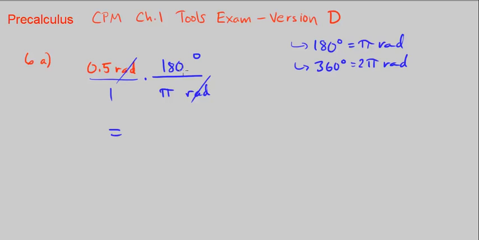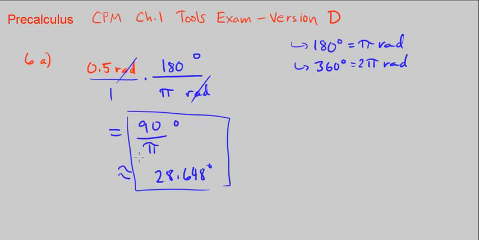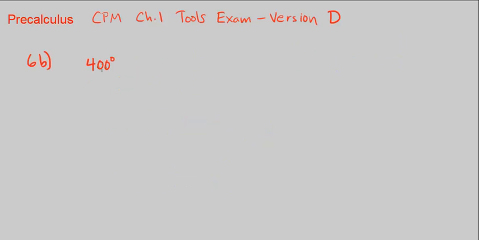Radians cancel out because this is over 1. Multiply across. 0.5 times 180 is 90. 1 times pi is pi. So it's 90 over pi degrees. That's a great answer. You could plug it in your calculator. You get 28.648 degrees approximately. Either one of these was okay. Okay, you're done. Move on to 6b.